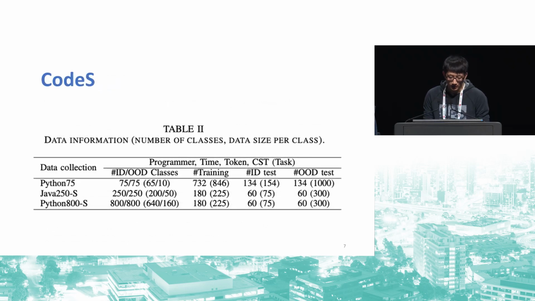This is the dataset details. We provide 3 sub-datasets. The first one, Python 75, was collected by ourselves on the code competition website, and we also modified the 2 existing datasets, Java 250 and Python 800, and generated our distribution shift datasets.